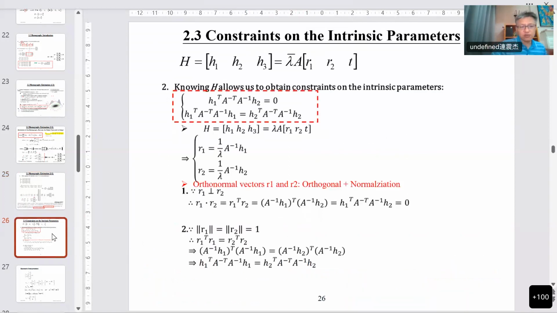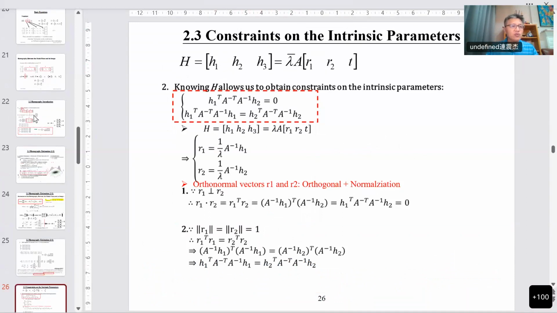So we find the H. Okay, so the second step, after you find the H, H is equal to intrinsic times extrinsic parameters. So we are back to the original one.